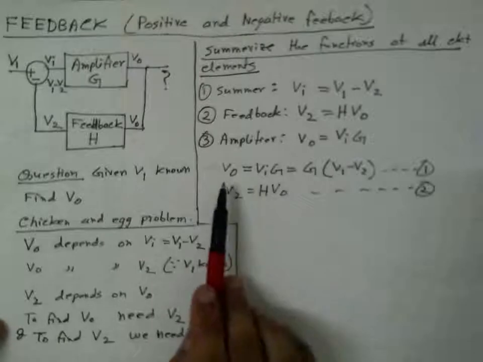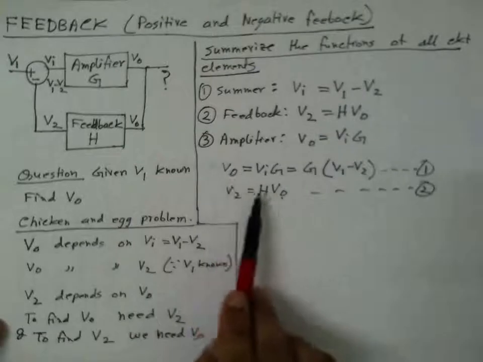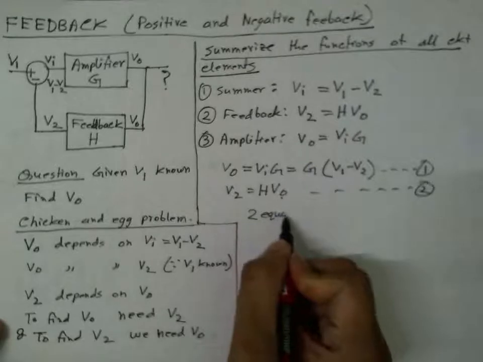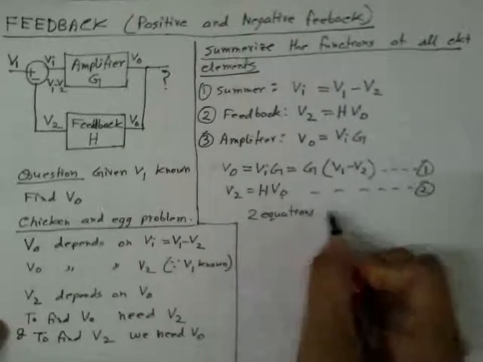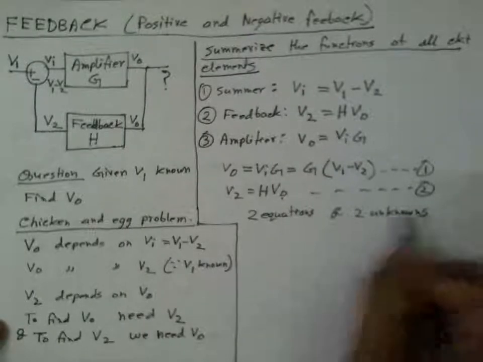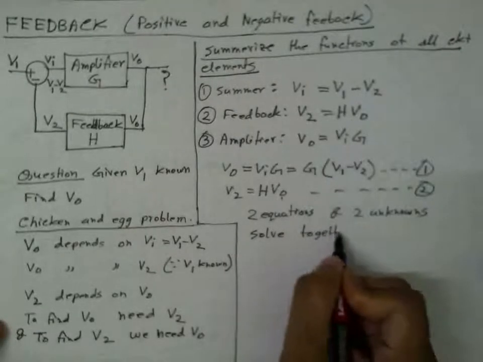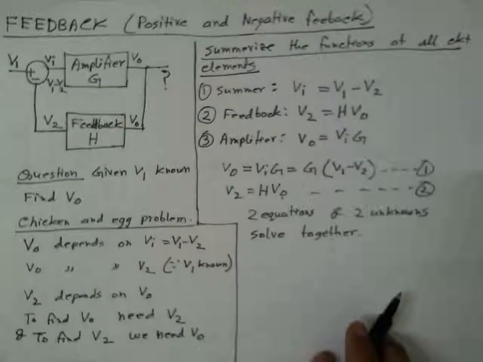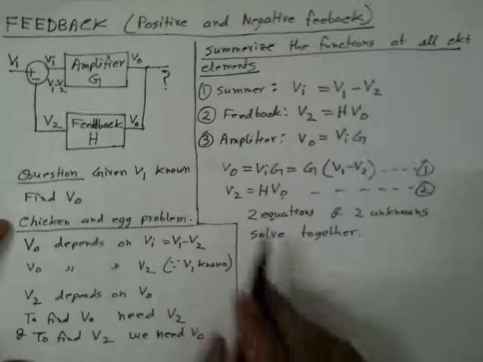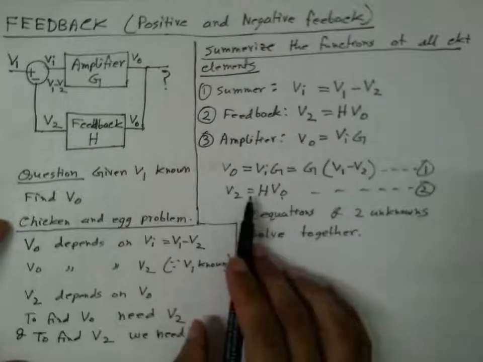Once again you see that VO depends on V2, and V2 depends on VO. So VO and V2 depend on each other. But we have two equations and two unknowns. So solve together to get the value of V2 and VO together. That's possible. So what will we have if we do so? For that, let me do this.